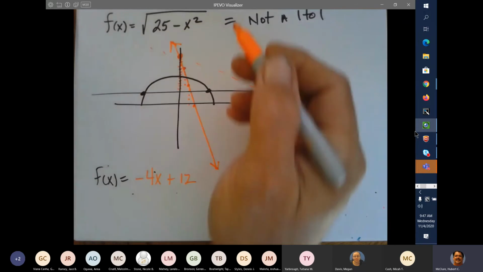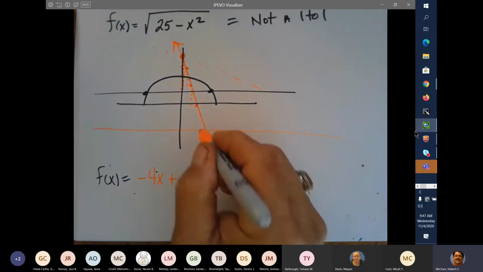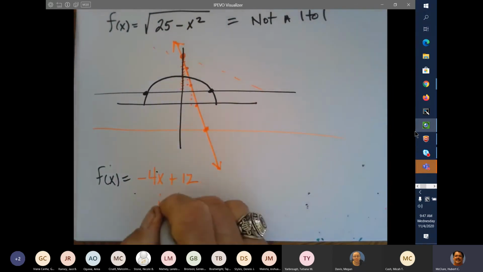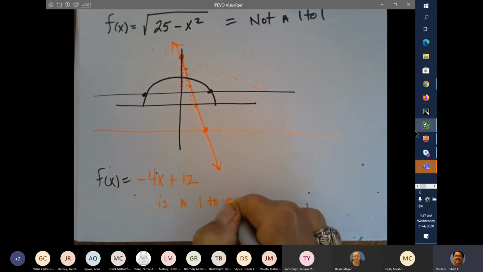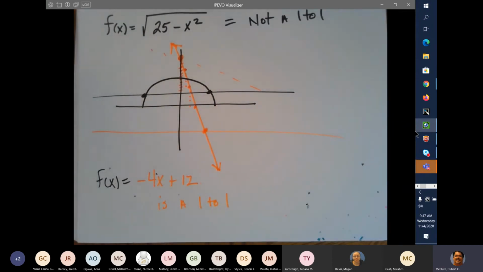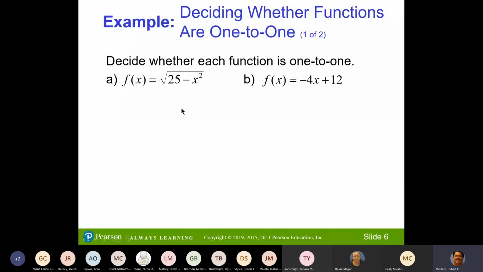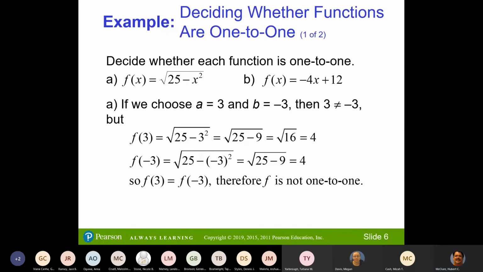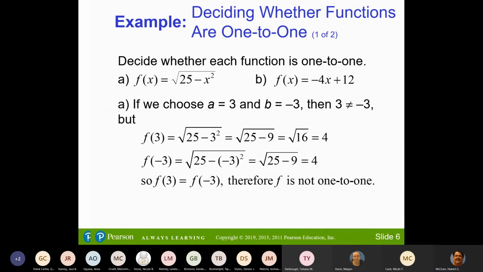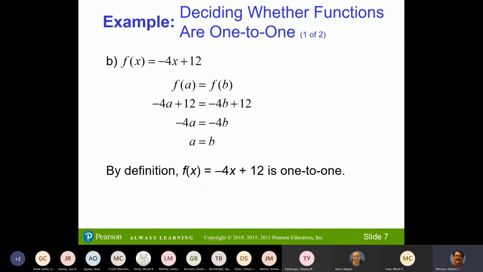Draw a vertical line through it. It's 1 time. This is a 1-to-1. And that's how you do a one-to-one function with the horizontal line test. And let's see what they say. I say no and yes. Not a one-to-one. Is a one-to-one.